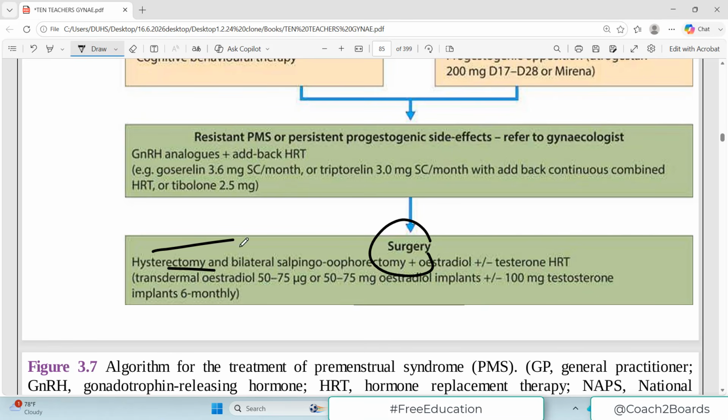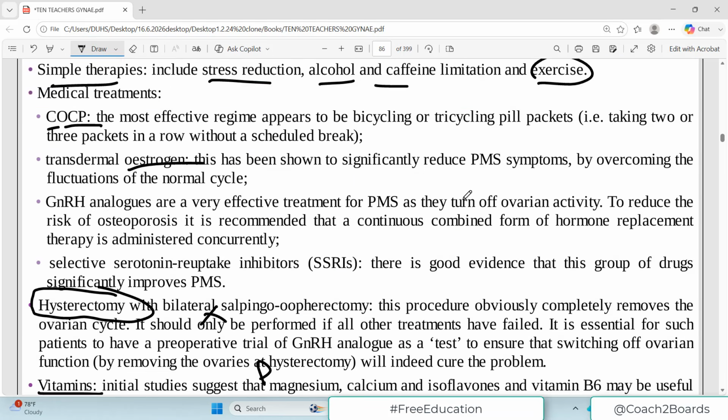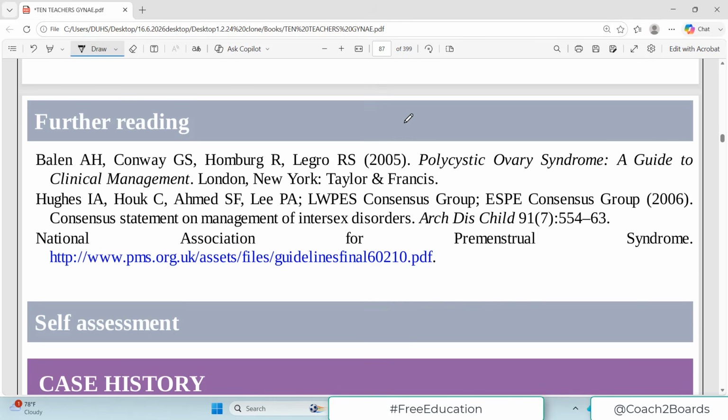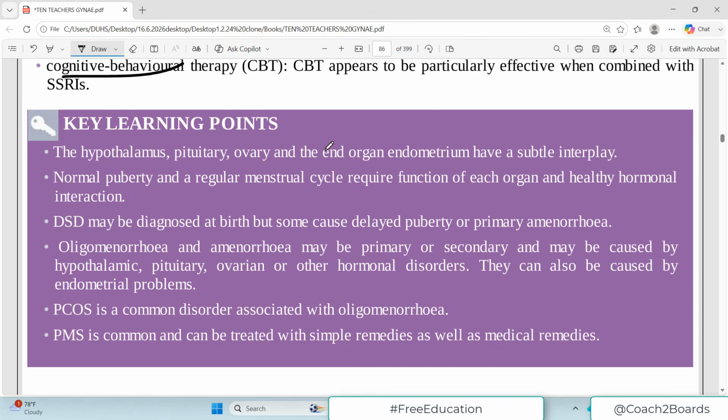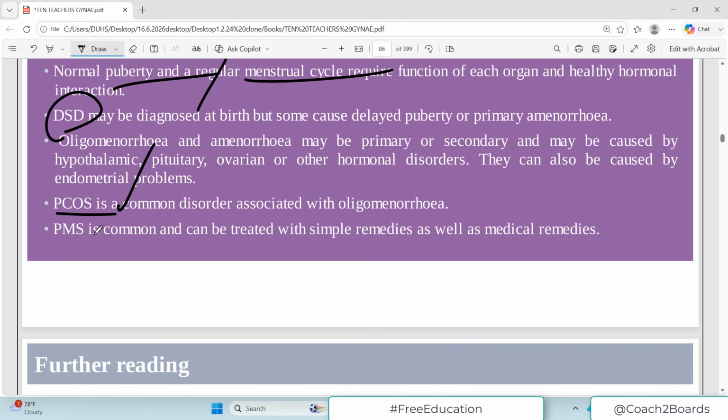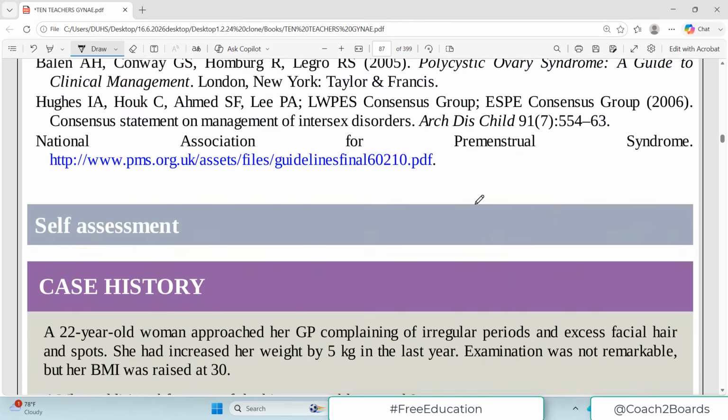See, hysterectomy, bilateral salpingo-oophorectomy. Oh my God. I wish no patient received this surgical treatment for premenstrual syndrome. But because cases exist, that's why they are in the textbook. Okay. So that's basically it. There are some key learning points. We talked about the hypothalamic-pituitary-ovarian axis. We talked about puberty and regular menstrual cycles, some disorders of chromosomal stuff, developmental disorders. PCOS is important, and premenstrual syndrome is a real deal in some females.